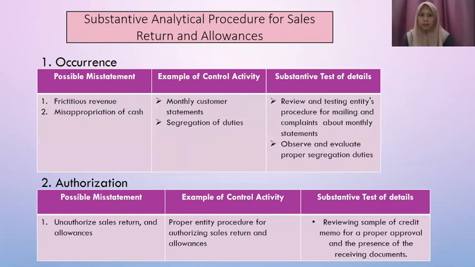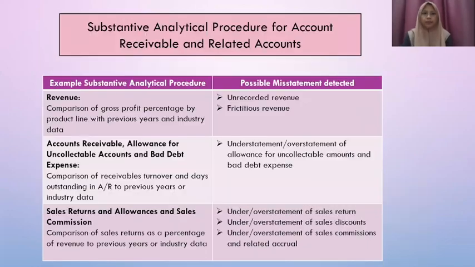Next, for the authorization, it is important for the sales return and allowances transactions to have authorizations from management. The possible misstatement that could occur in this transaction is that the transaction is not authorized, and management could reduce this by having a proper entity procedure for authorizing sales return and allowances. The substantive test of details that can be carried out by the auditor is to review a sample of credit memos for proper approval and the presence of the receiving documents.